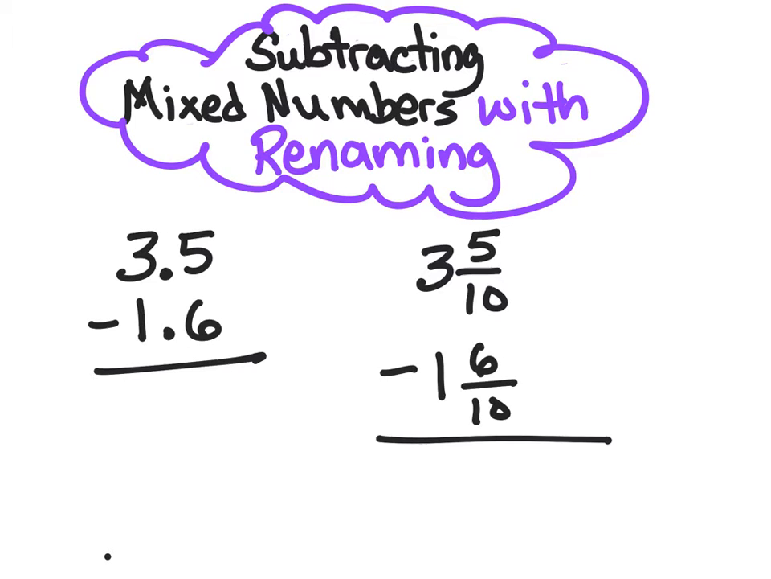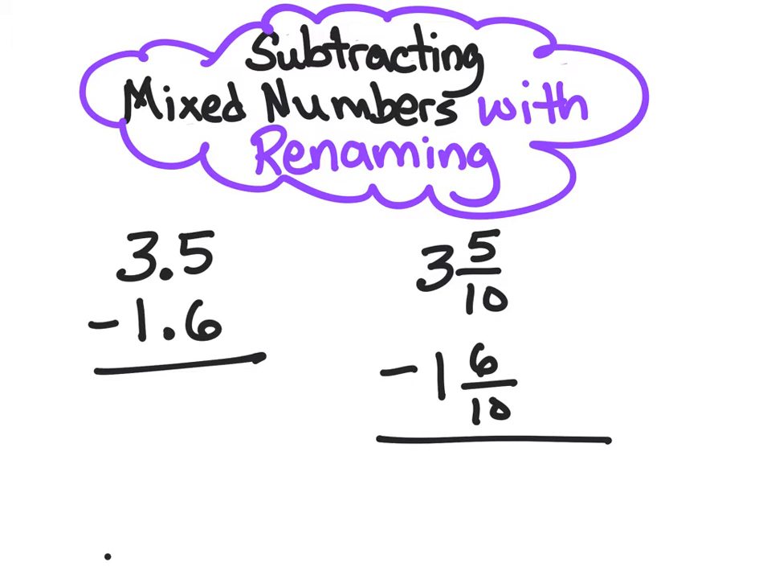If you'll notice, these two problems that are written here say the exact same thing. They both say 3 5/10 minus 1 6/10. Let's start out first of all with the one that is a decimal. If I start in the tenths place, I cannot say 5/10 minus 6/10. So as we know, we must borrow or regroup.